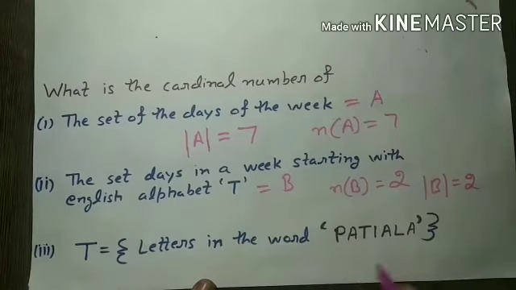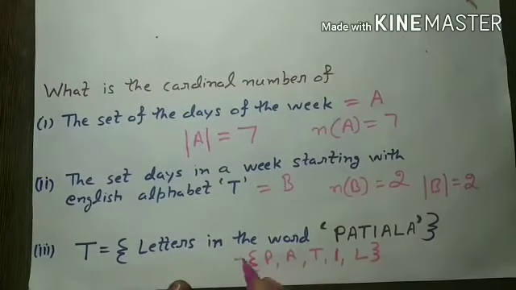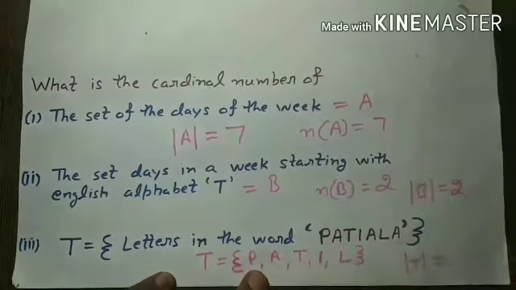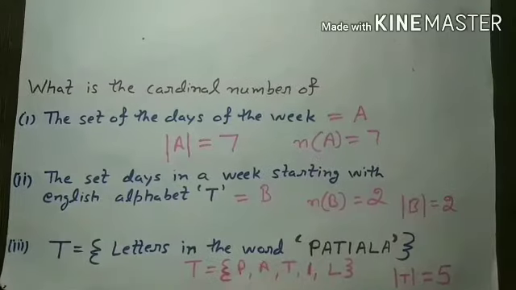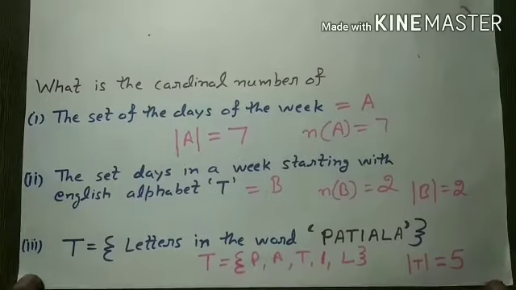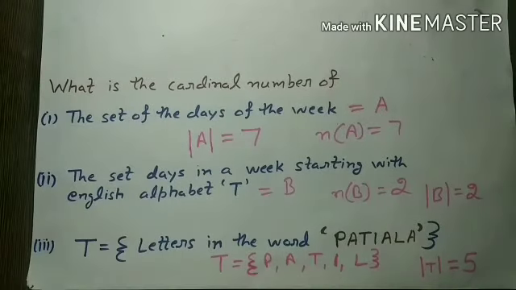Now firstly I will make it a set. P A T I A. I will not repeat A. Now L, again A. I will leave A because A has been written earlier. Now how many letters are there? 1, 2, 3, 4, 5. Okay, this is the set T, and the cardinality of the set T is how much? That is 5. So student, you can see that how I have explained the concept of cardinality of a set.